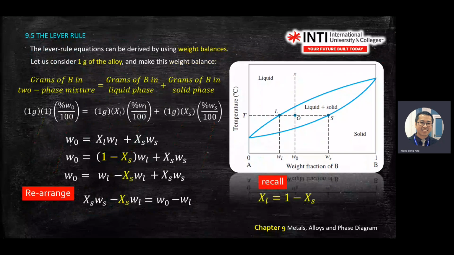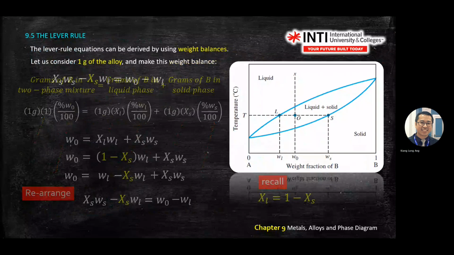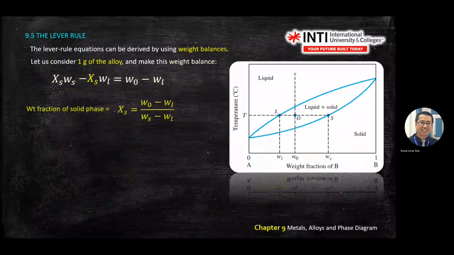This is mathematics steps. Then you derive using this equation. Then you simplify. So you get weight percentage of solid. You factor this one out. You factor XS. On the left hand side, you get WS minus WL. You move to the right, you get the fraction. Right?